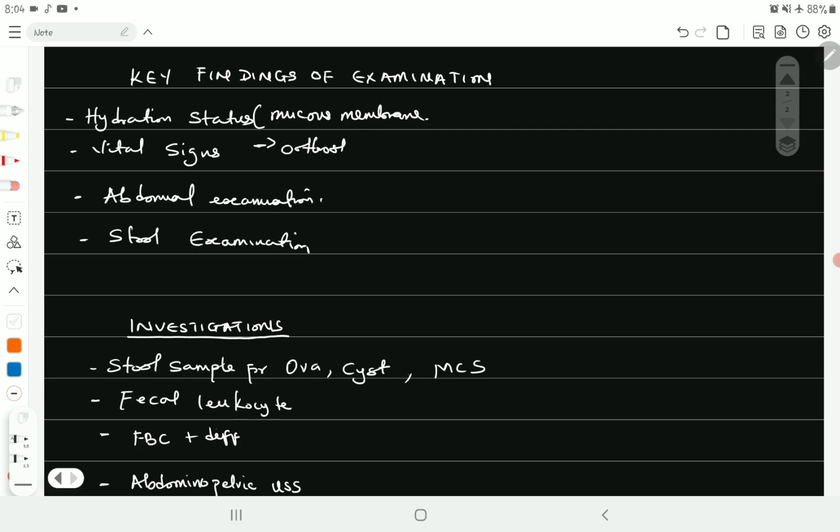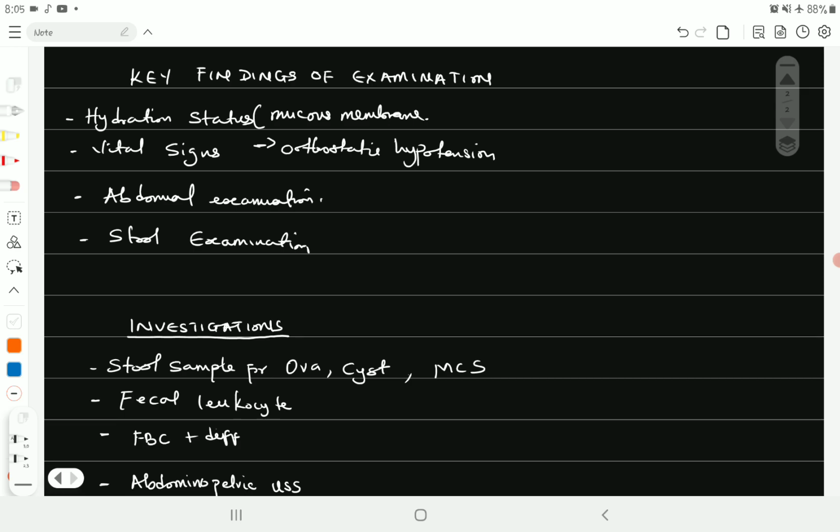orthostatic hypotension. So if you are seeing a patient with acute watery diarrhea, when you do the blood pressure lying down, you must also do it sitting or standing up, because you must be found demonstrating that this patient does not have orthostatic hypotension. So you do the BP lying down, then you tell the patient to stand up, or probably sit down, and you also do it.